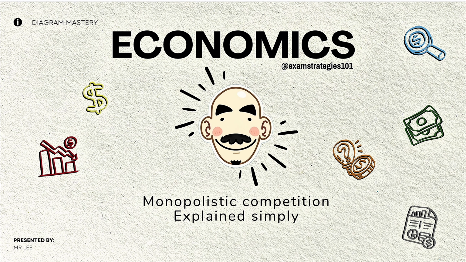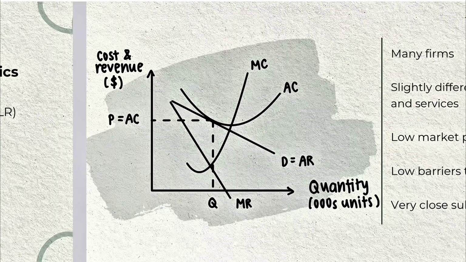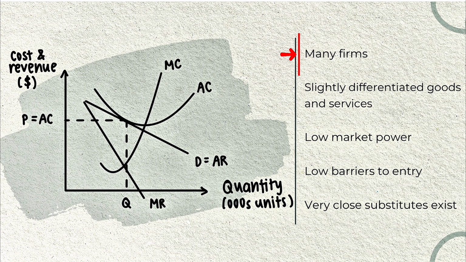In this video, I'm going to be showing you how to draw a monopolistic competition diagram simply. Firstly, we need to know the characteristics of monopolistic competition. There are many firms. They have slightly differentiated goods and services.